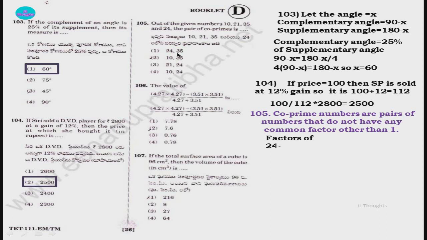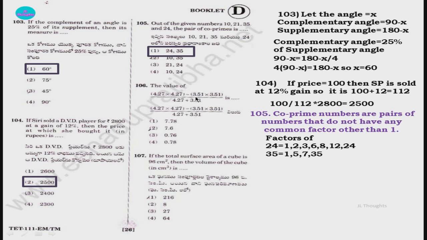For example, if we take 24 and 35, the factors of 24 are 1, 2, 3, 6, 8, 12 and 24. The factors of 35 are 1, 5, 7 and 35. What is the common factor for both? It's only 1, so this is a co-prime pair. Next, 10 and 35: 5 is a common factor for both, so not only 1 but 5 is also there. That's why the pair is 24 and 35.